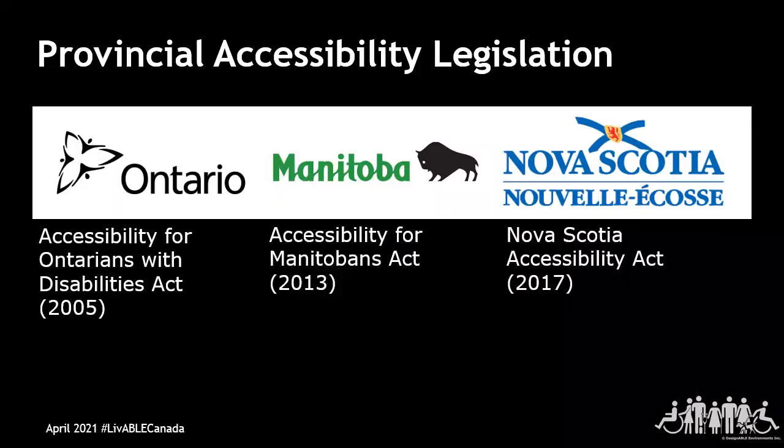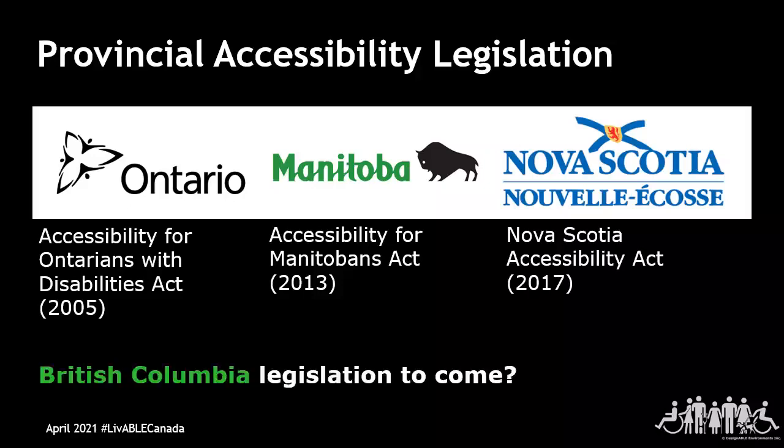You may also be aware that 4 of our provinces are now including additional accessibility legislation to fill in the gaps and try to better reach our human rights objectives. In Ontario, we have the Accessibility for Ontarians with Disabilities Act, which was passed in 2005. In Manitoba, the Accessibility for Manitobans Act, passed in 2013. And in Nova Scotia, the Nova Scotia Accessibility Act in 2017. Note that none of these 3 have any accessibility requirements for housing yet. Let's hope it comes soon.